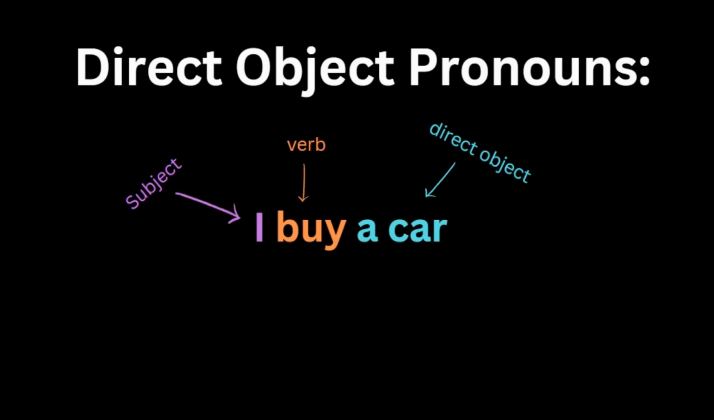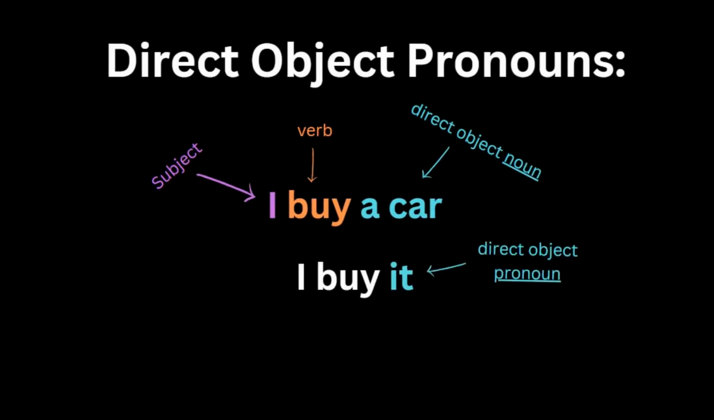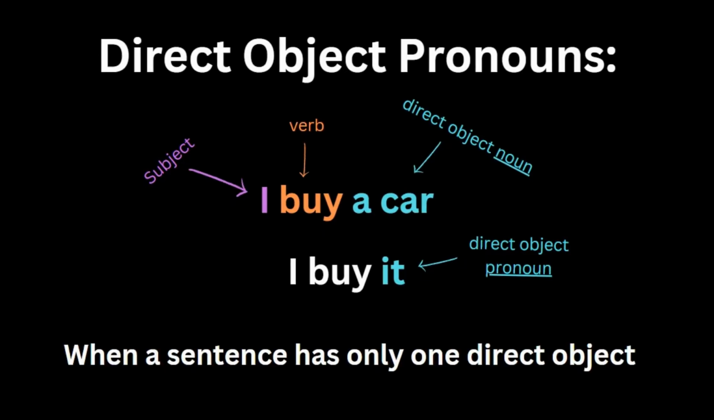in the sentence. However, most of the time, we change the object from a noun to a pronoun whenever we speak. Instead of saying I buy a car, we can say I buy it. And now it becomes a direct object pronoun rather than a direct object noun. And you have to remember that a direct object pronoun is when a sentence has only one direct object, typically coming right after a conjugated verb in English.